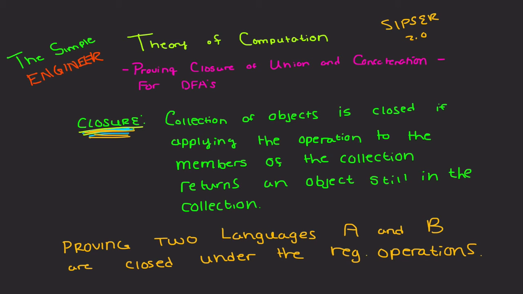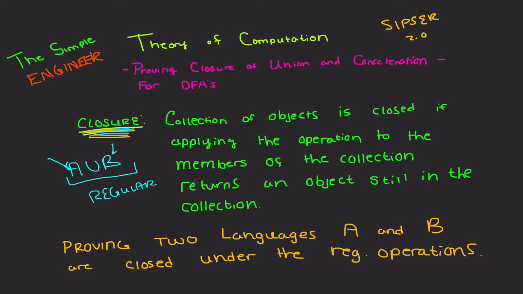So what this means is, today we want to prove that two languages A and B are closed under the regular operations. If I have a regular language A and a regular language B, totally independent of each other, but I apply the union of these two languages, A union B, I want to ensure that the output of this is also regular. That means if I union two DFAs, an A and a B, the output DFA is also going to be regular.